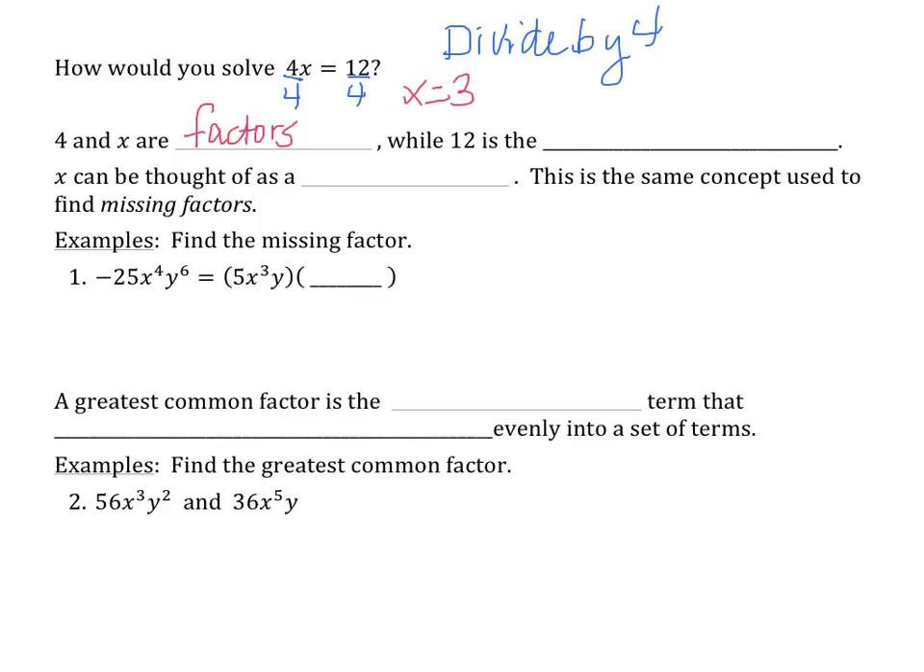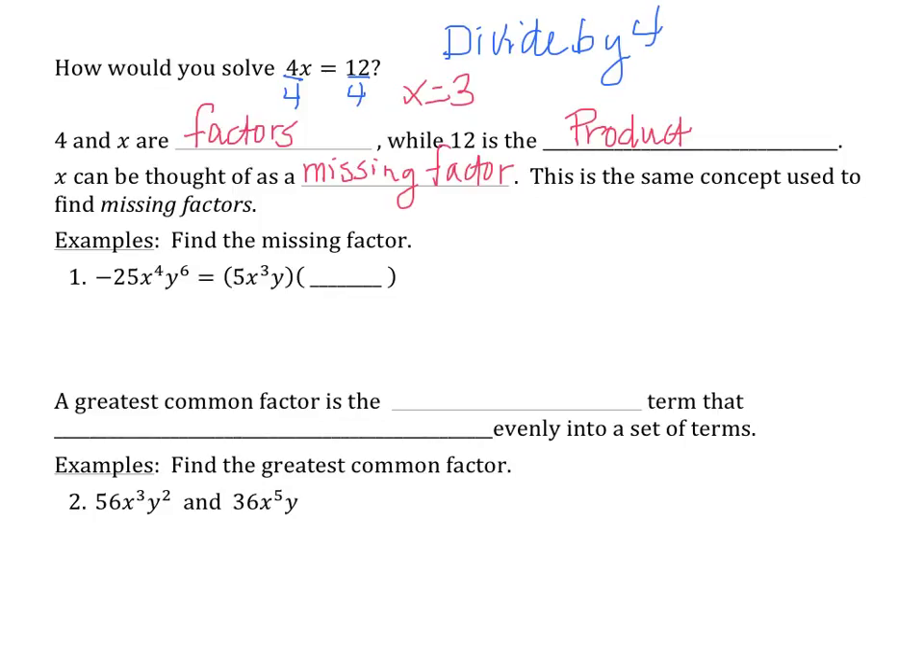12 is the product or the total. X can be thought of as a missing factor. So as you're trying to solve this problem, you're trying to find out what the missing factor is. So 4 times what missing factor will equal 12. And we can all solve this problem. So let's take this and let's now apply it to the examples that we're going to be working with today.